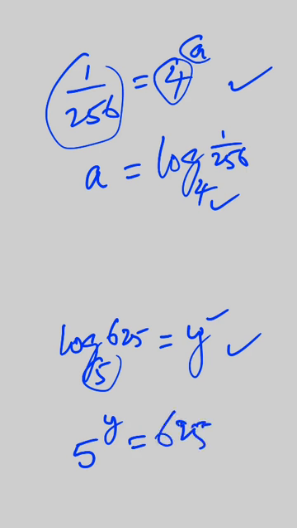In this way we can convert logarithm to exponential form, and exponential to logarithmic form. I hope you understand well. What is the use of these conversions? Let us see what problem we have. Log 5 base 25. What is the value of this? How can we find this logarithmic value?